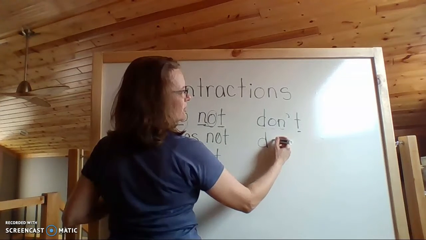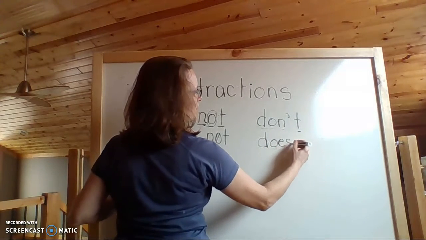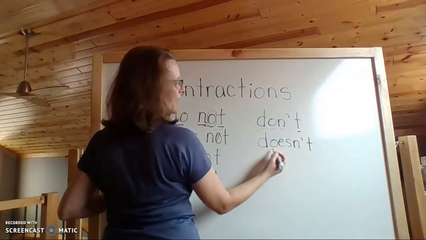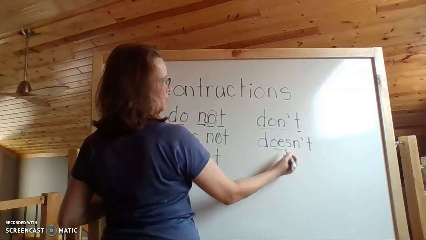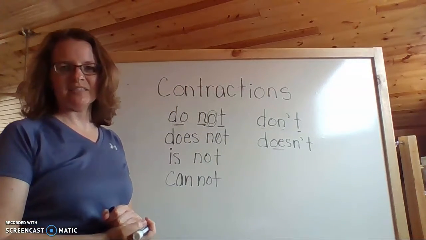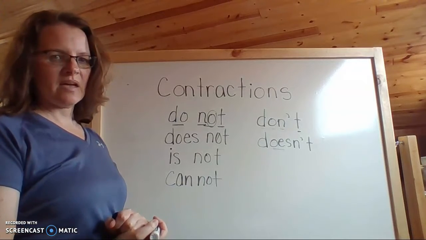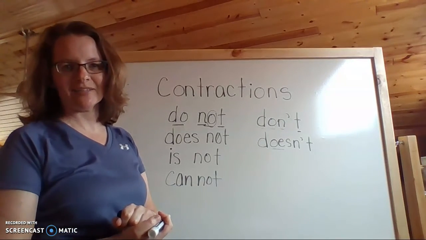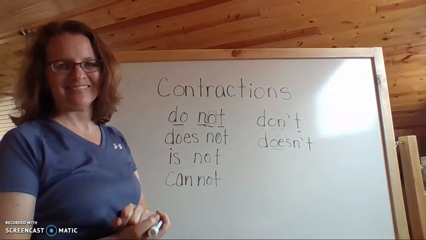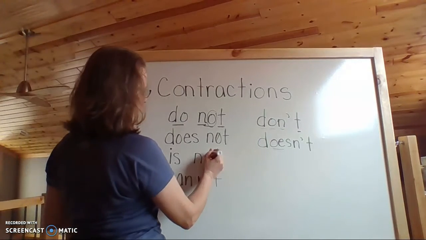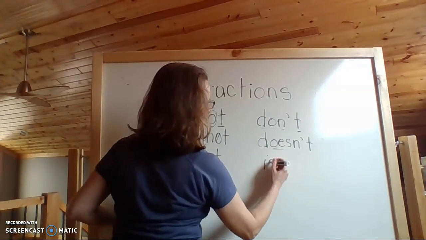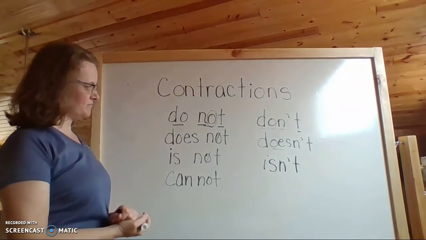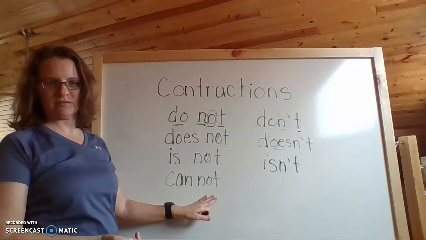Now, this is one that I notice sometimes boys and girls will spell wrong. Be sure you have the spelling correct. O-E here. Doesn't. Next, we have is not. What's the contraction for is not? Isn't. Again, that O is going to get kicked out. So I-S-N apostrophe T.